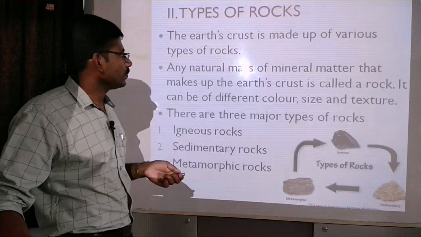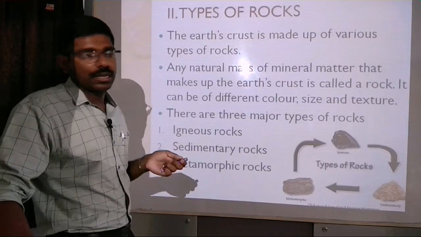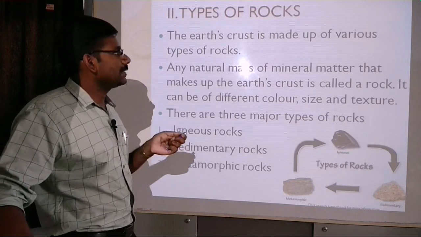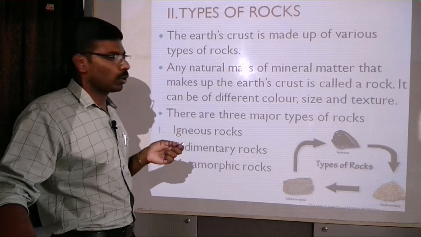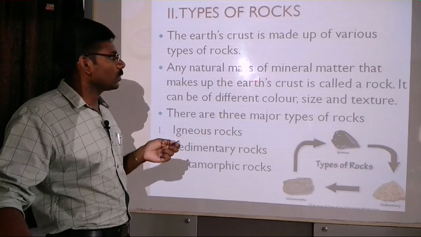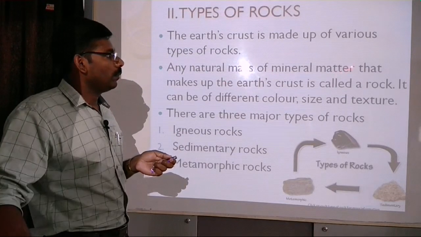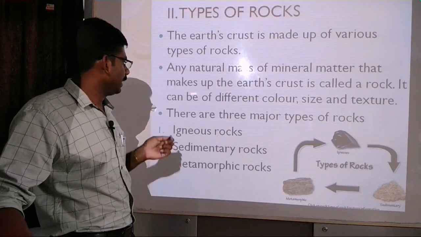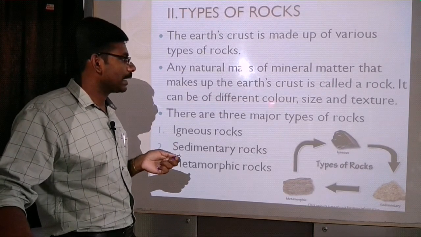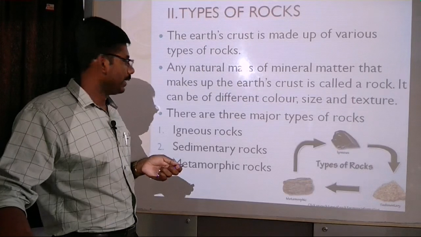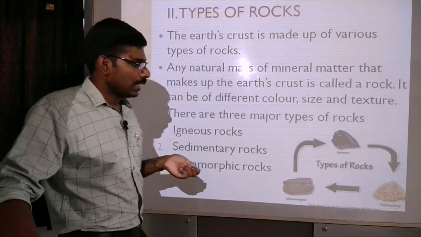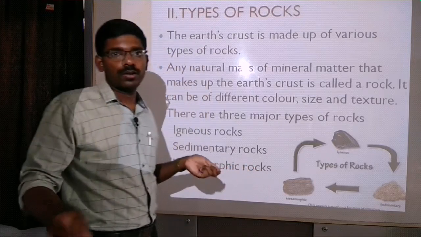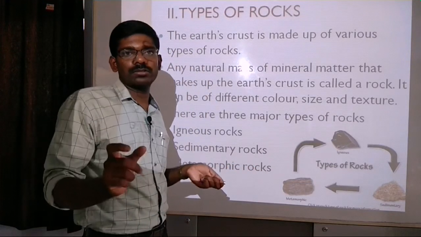Then next we want to discuss the types of rocks. The earth's crust is made up of various types of rocks. Any natural mass of mineral matter that makes up the earth's crust is called rock. It can be of different color, size and texture. The outer layer of the earth is called the lithosphere. The word lithos means stone.